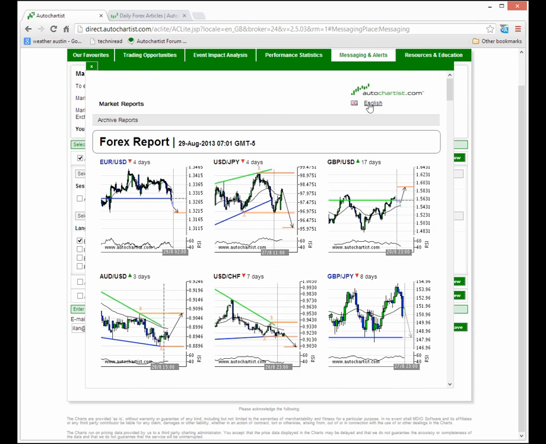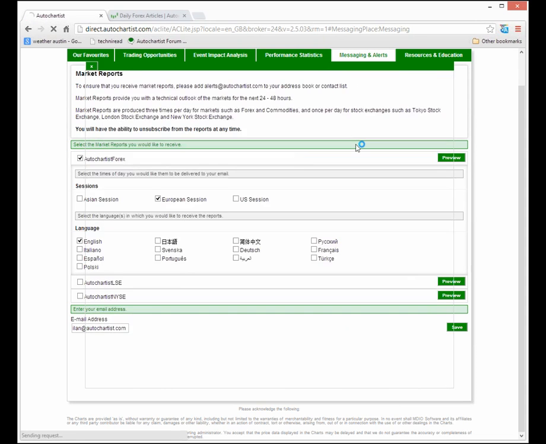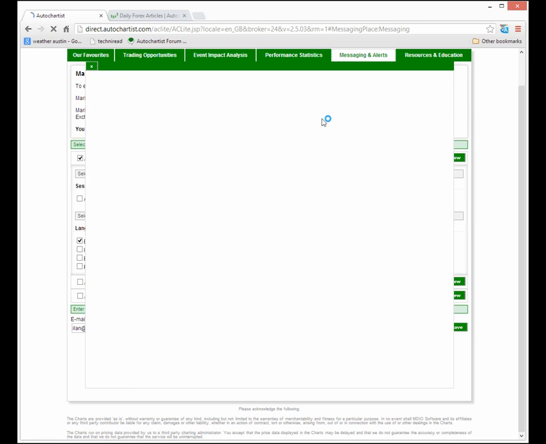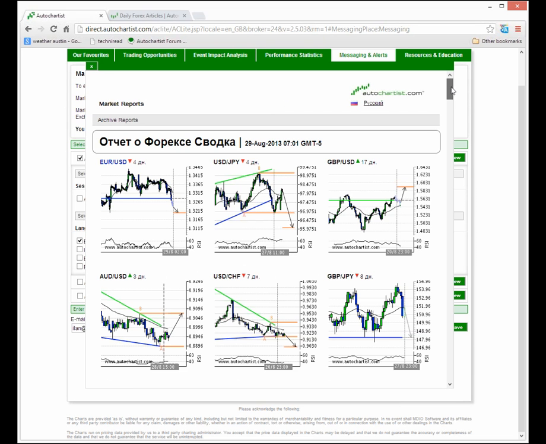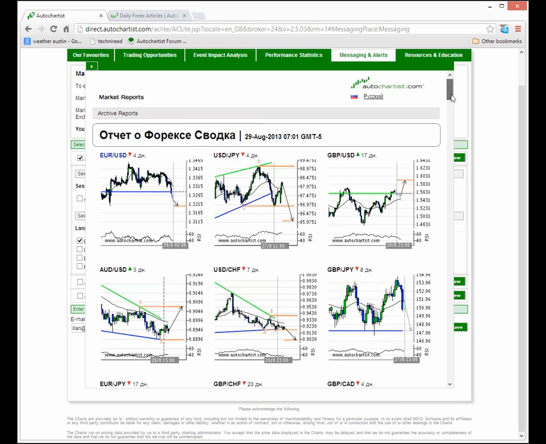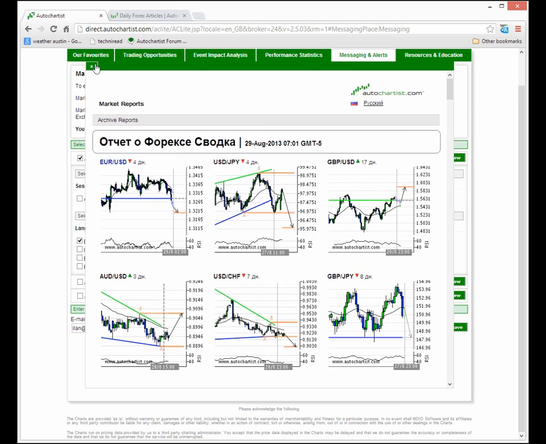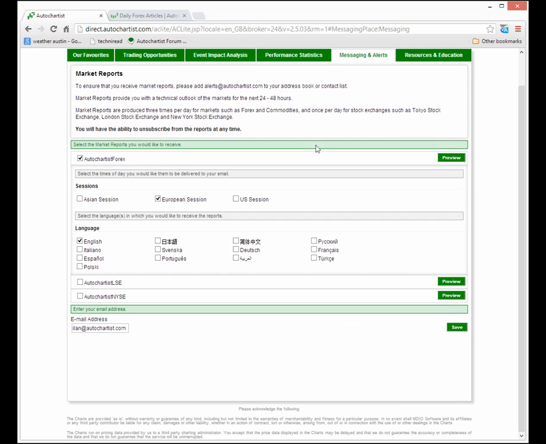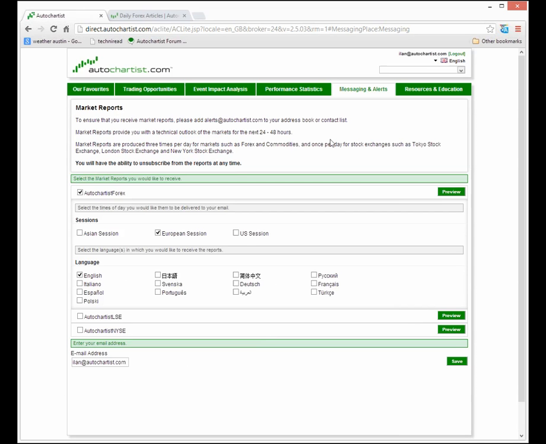And what will happen is that Autochartist now, before the open of London, will send me the Forex report in English. And this is what that Forex report looks like. There's a little preview button. We'll just give that a moment to come up. Okay, I hope everyone can see that on the screen. So this is what an Autochartist report will look like.